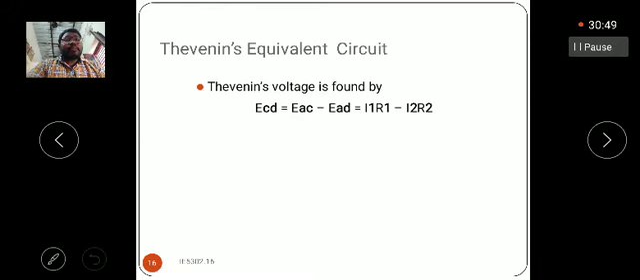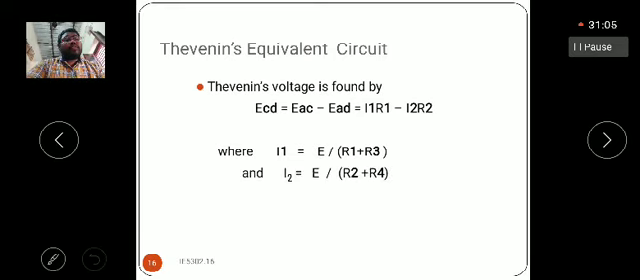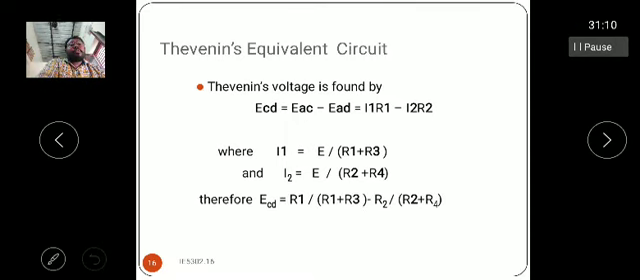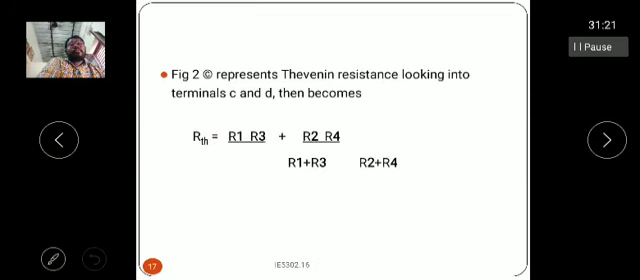The current through AC is I1 and the current through AD is I2. If the galvanometer voltage is taken as 0, then we calculate I1 R1 minus I2 R2, where I1 is equal to E by R1 plus R3, and I2 is equal to E by R2 plus R4. Therefore, ECD is equal to E times R1 by R1 plus R3 minus R2 by R2 plus R4.